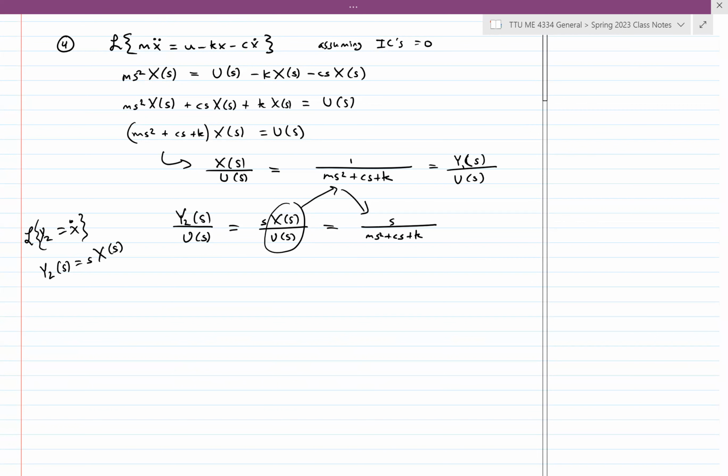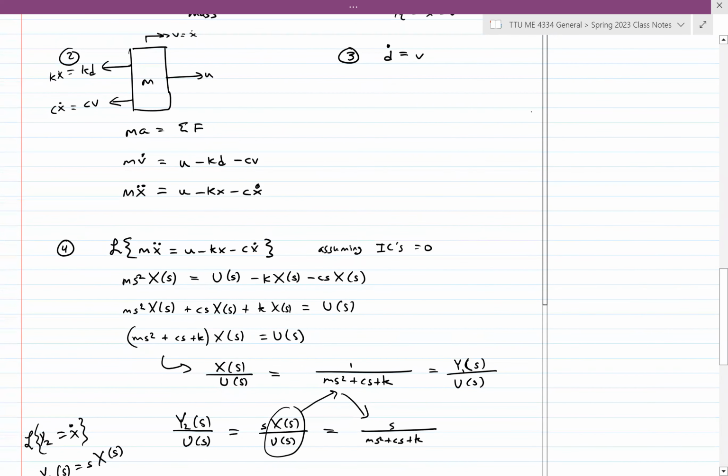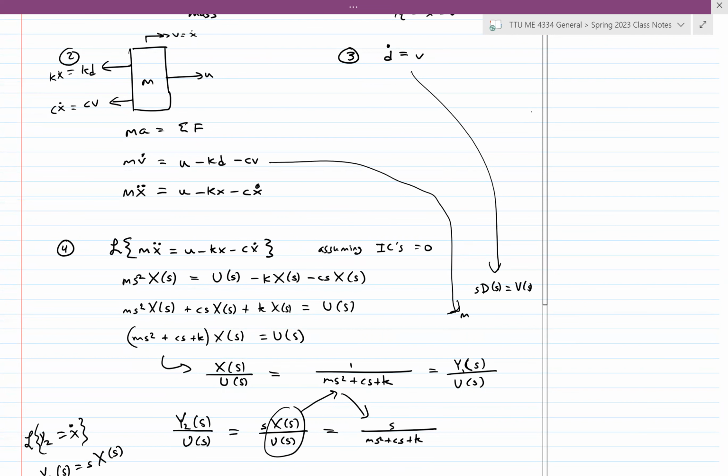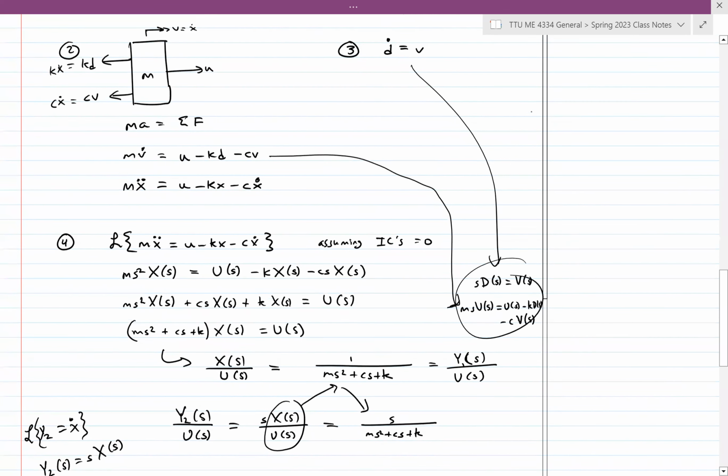All right, let's do another example. And another way, by the way, what we could have done here is a Laplace transform of D of S is equal to V of S. And then the Laplace transform of this would have been M S V of S is equal to U of S minus K D of S minus C V of S. And I could have solved those simultaneously for D or V in that case. That would have been another way to go about doing it.